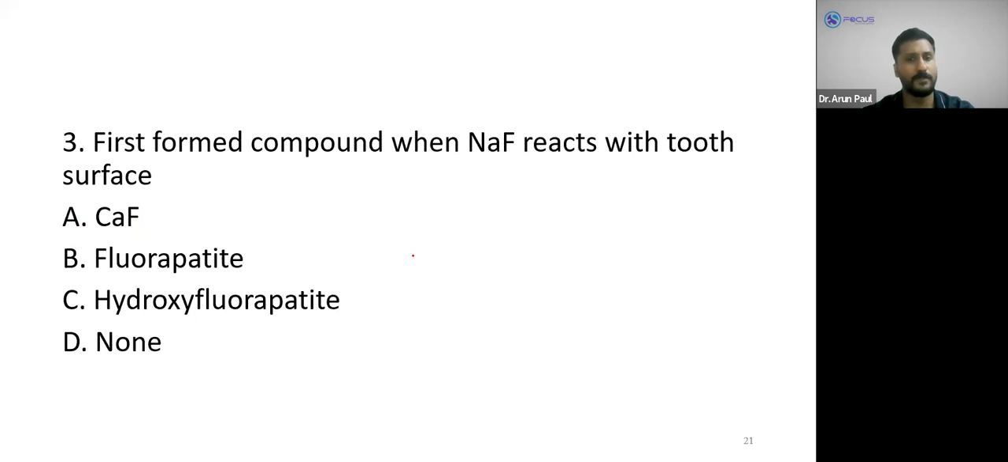The first compound formed when sodium fluoride reacts with the tooth surface. Excellent, Dr. Sunny Joseph. Good. It is calcium fluoride. So irrespective of whatever type of fluoride, the first compound formed is always calcium fluoride. With the different types of fluorides, they wanted to reduce the amount of calcium fluoride and get more fluorapatite. That was the research that started off. If more calcium fluoride is formed, it prevents further entry, so they wanted more of fluorapatite.